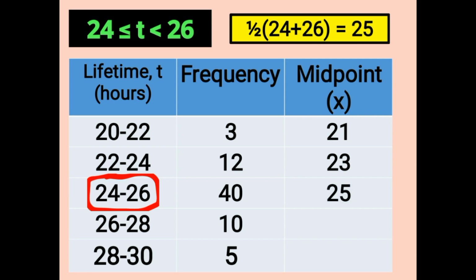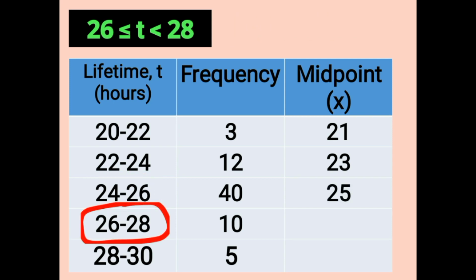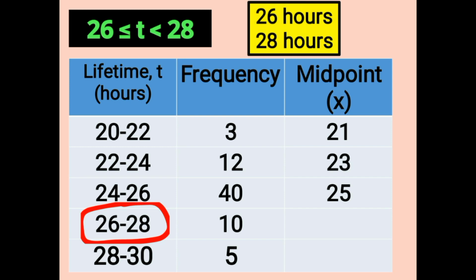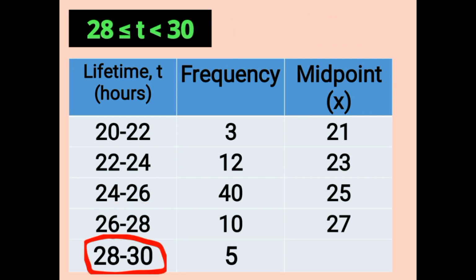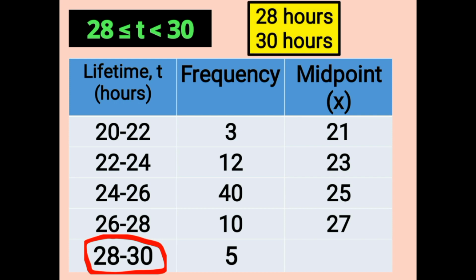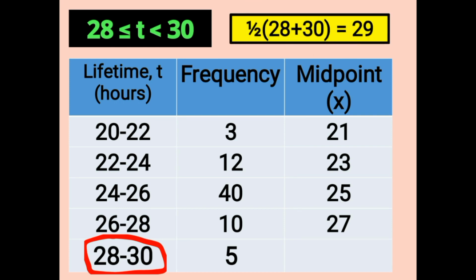26) equals 25. 26 to 28 hours. The class boundaries are 26 hours and 28 hours and hence the midpoint is 1 over 2 times (26 plus 28) equals 27. 28 to 30 hours. The class boundaries for the fifth group are 28 hours and 30 hours. And hence the midpoint is 1 over 2 times (28 plus 30) equals 29.